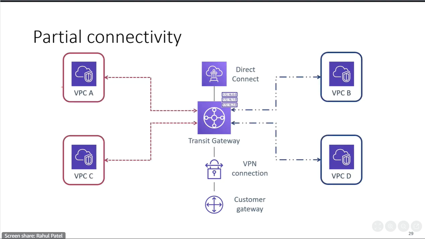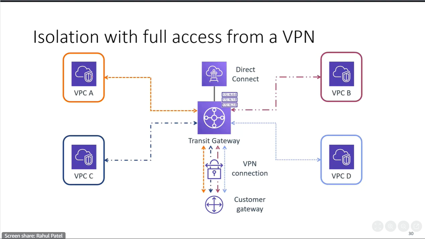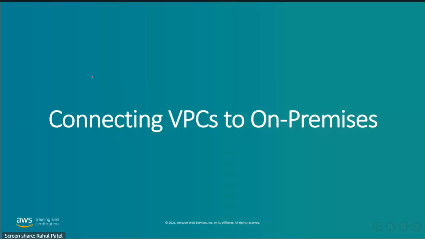Now, in case we want partial connectivity, like if we want that A can communicate with C only and B can communicate with D only, this can also be done with the help of transit gateway. So here you can see that A and C are connected and B and D are connected. And if you want isolation with full access from a VPN, now none of the VPCs are connected to each other. They cannot communicate with each other. They can only communicate through the VPN. So we can access these VPCs only through a VPN connection. So these are the options that are available.